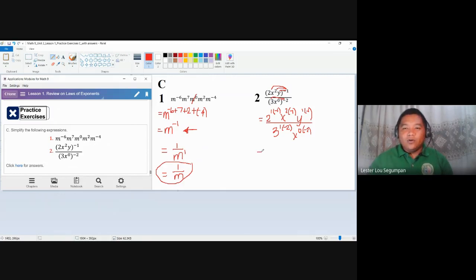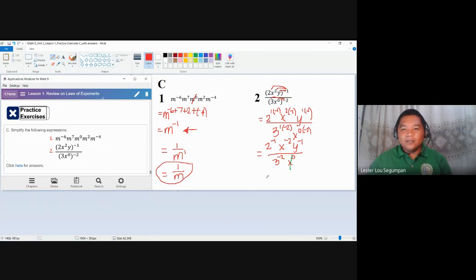Which exponent? The exponent outside the expression and the exponent of the terms inside. So to simplify it further, this becomes 2 to the power of negative 1, x to the power of negative 2, y to the power of negative 1, all over 3 to the power of negative 2, and x to the power of 0, because 0 times negative 2 is still 0. Now, we can use the law of zero exponent here. We can just simply remove this because that's equal to 1. And then apply the law of negative exponents to make sure that all the exponents will be positive.